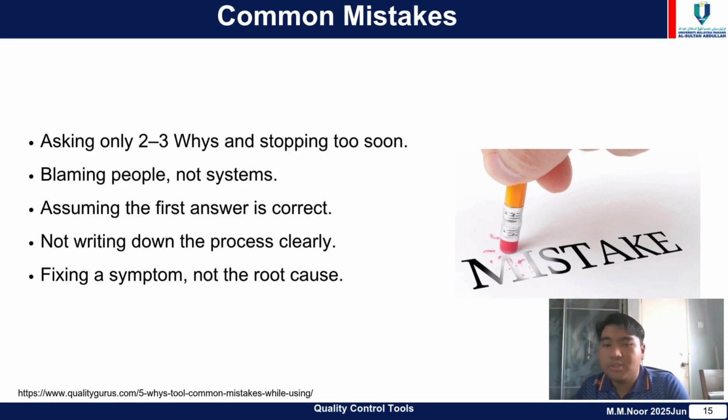This is a common mistake people make in five whys, which is some people stop too early or only ask two or three times, and the others blame people instead of looking at the system. Some fix the symptoms, not the real issues, and they don't write things down clearly, and you need to avoid these mistakes to get a better result.